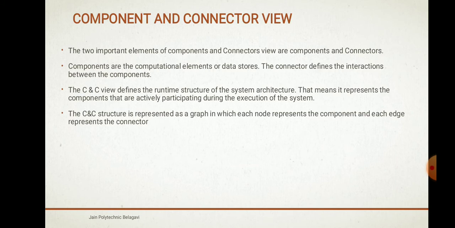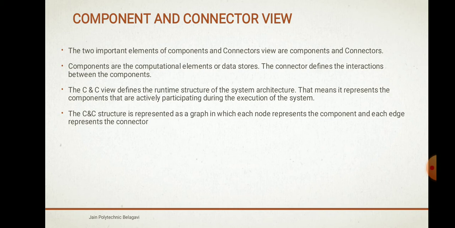The two important elements of the component and connector view are components as well as connectors. The components are the computational elements or data stores, the elements which store the data. The connector will define the interaction between the components. So the C&C view defines the runtime structure of the system architecture, which means it represents the components that are actively participating during the execution of the system.